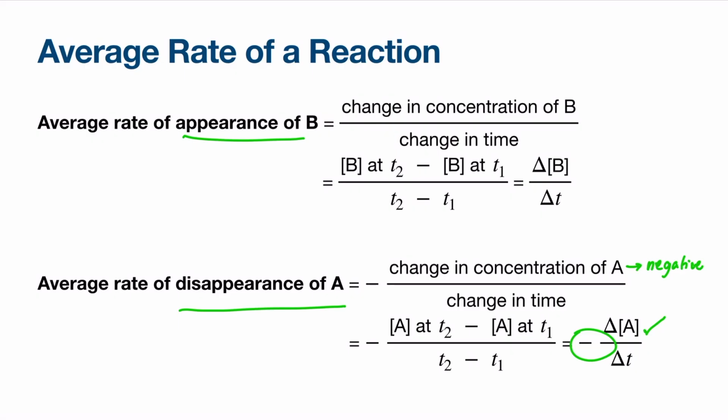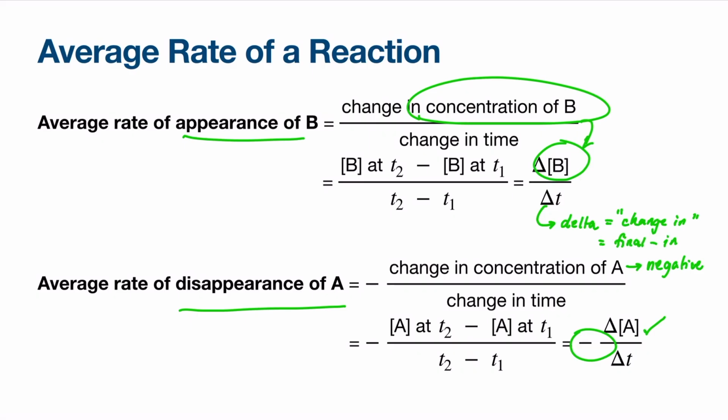When we write the formula for the reaction rate, you might notice square brackets around the chemical symbols like this. These brackets simply mean the molarity or concentration of that substance in moles per liter. You'll also see the Greek letter delta, which is read as change in, and it is always equal to a final value minus initial value.